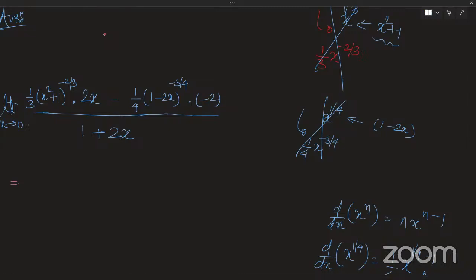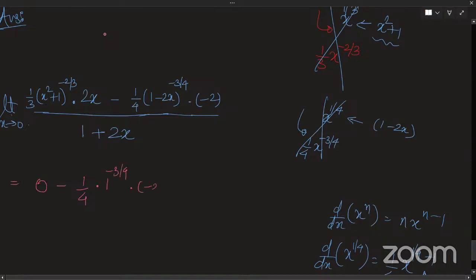Answer is 1, sir. Answer is not 1, answer is half. According to me, answer should be half. See, just listen. X is tending to 0, so this whole thing becomes 0, right? Yes, sir. Minus 1 by 4 into 1 minus 0, so it is 1 raised to minus 3 by 4 into minus 2, whole divided by 1. Minus 1 by 2, sir.